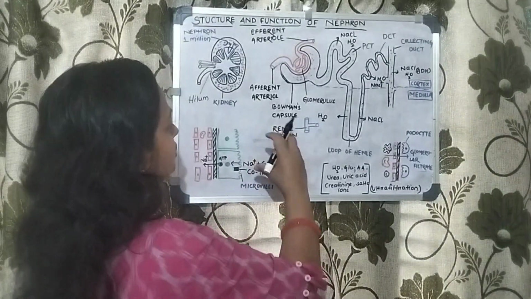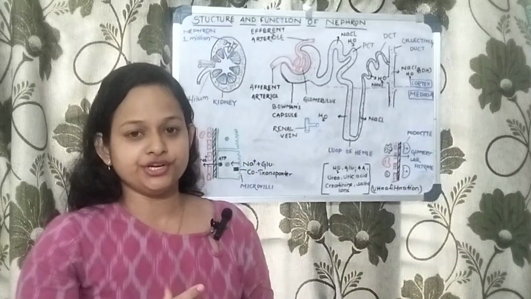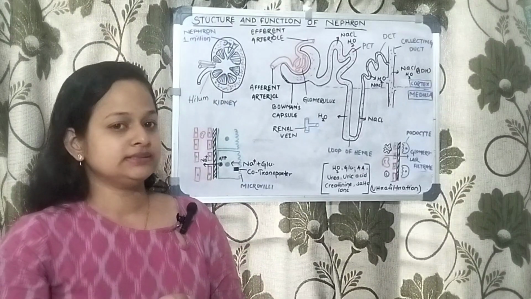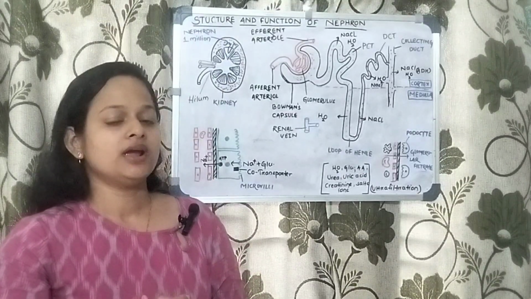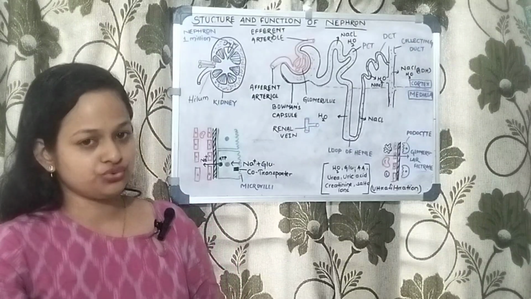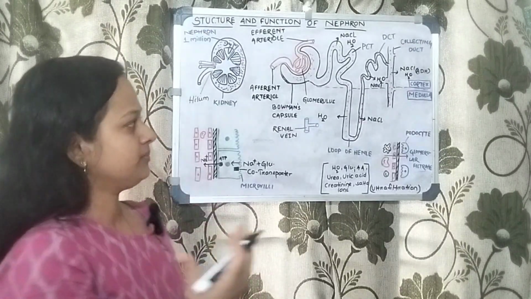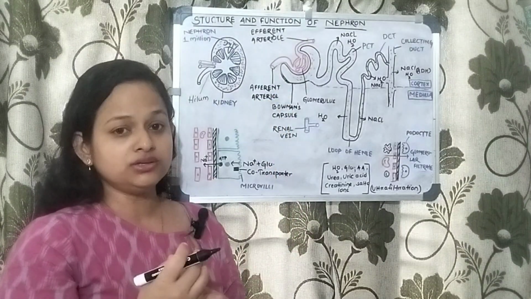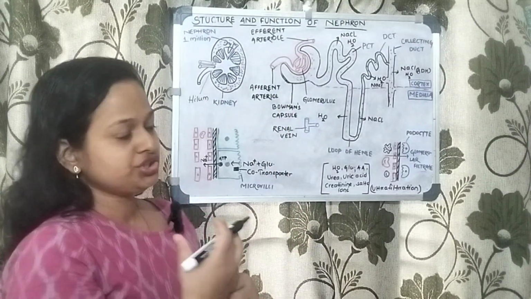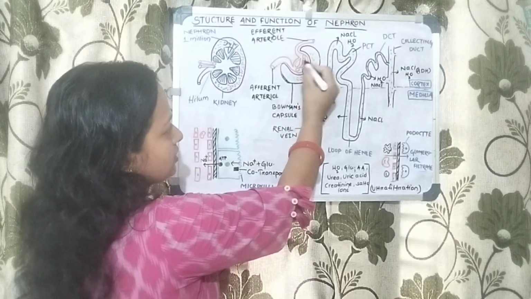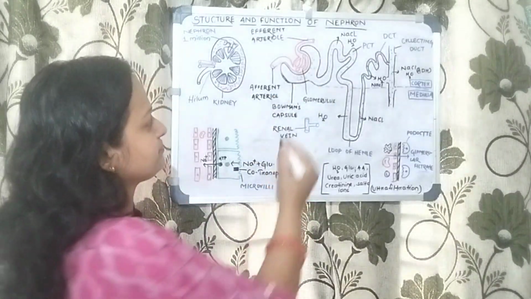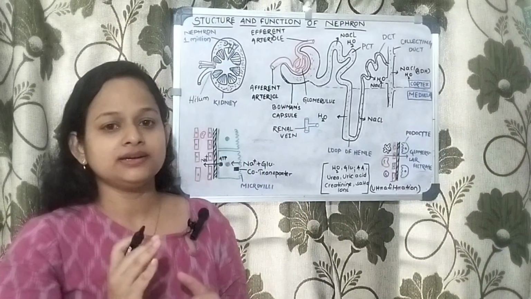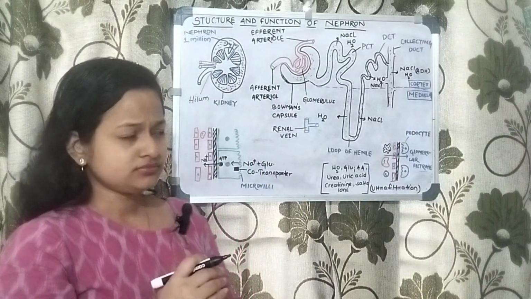So the function of the nephron can be divided into three parts: ultrafiltration, tubular reabsorption, and tubular secretion. First, let's come to ultrafiltration. When the blood comes with the waste product into the nephron, into the glomerulus of the Bowman's capsule, both the glomerulus and the Bowman's capsule act as the ultrafilters.